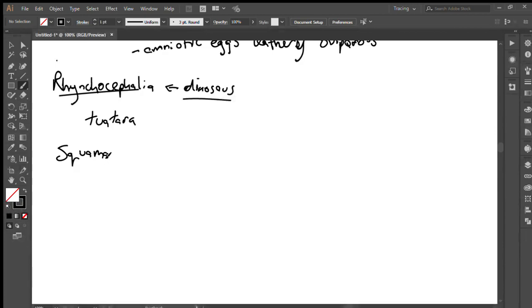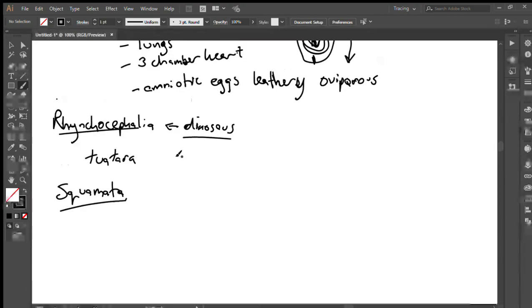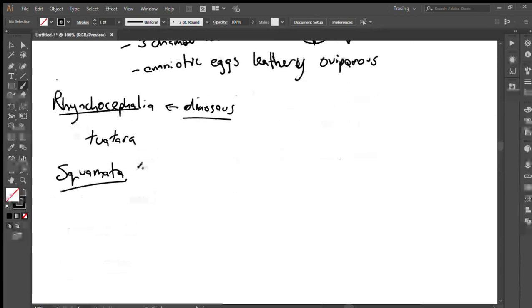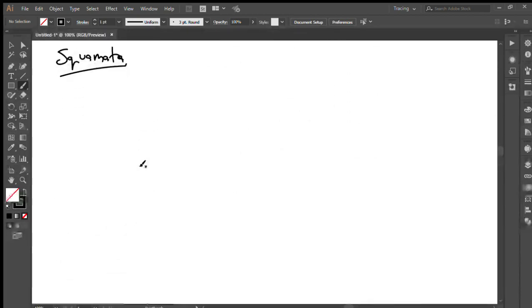Okay, the next order is Squamata. Squamata are snakes and lizards. Besides having these scales, being ectothermic, having lungs, a three-chamber heart, and amniotic eggs, there are some things that set the order Squamata apart from the other orders. Two pairs of limbs. Now you're going to say, wait a second, what about snakes?